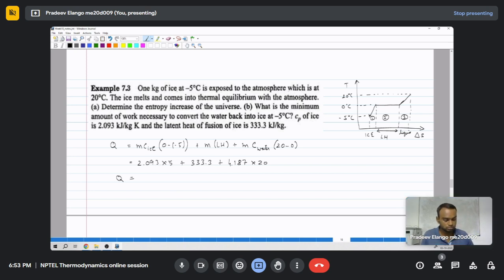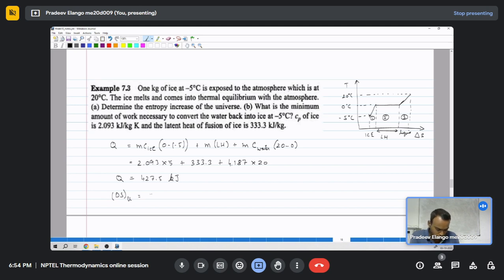So it's 427.5 joule. Yeah. 427, this is in kilojoules. Okay, sir. Right, kilojoule. So now to calculate the entropy, we want to calculate the entropy increase for the universe. So delta S for universe.